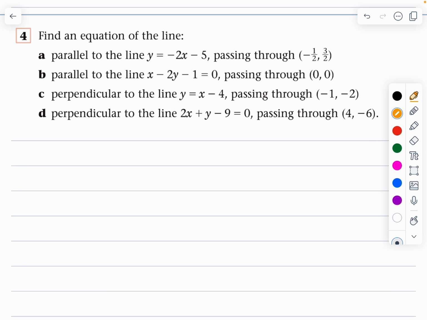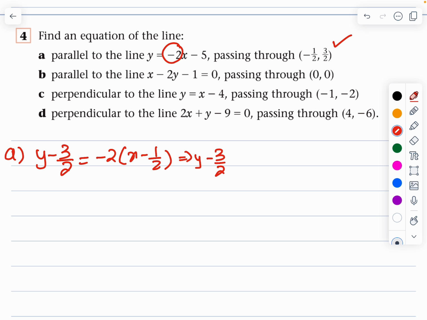Question number 4. Find an equation of a line parallel to. Parallel means we have to keep the same gradient and use this point. So y minus y1 equals m times (x minus x1). So what does that become now? y minus 3/2 equals -2(x plus 1). When I simplify that, I am directly writing the answer: y equals -2x plus 1 plus 3/2. You can use the calculator to get that answer.